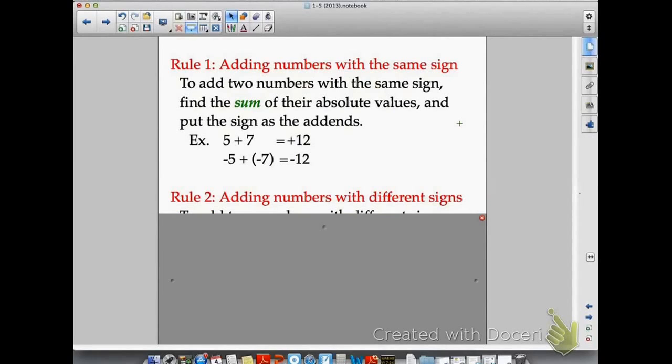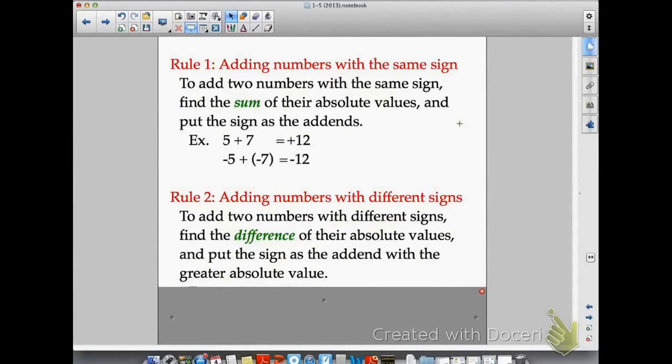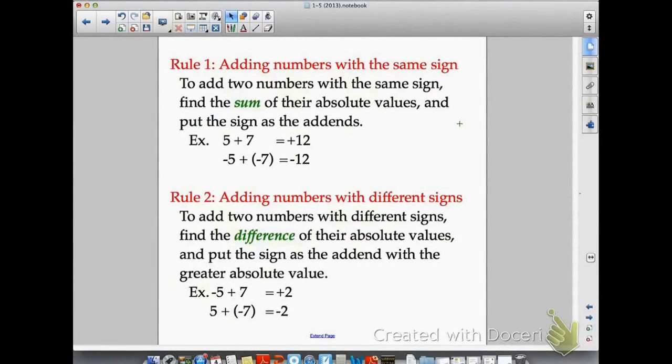What is the second rule? John: When you're adding numbers that don't have the same sign, you subtract the absolute values and put the sign of the greater value. Sign of the greater value. Okay.